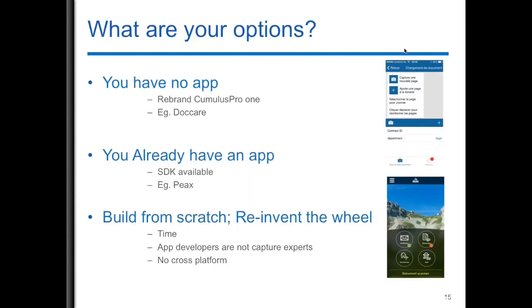So if you look at all of that, what are your options? Well, your options are rather simple. You have no app and you want one quickly. That basically means you take whatever we have and you rebrand it. We're talking about 2-3 days and you're done. Then you need to publish it to the iTunes store, which takes you 3-4 weeks, or to Android, which is also about 3 to 4 weeks.